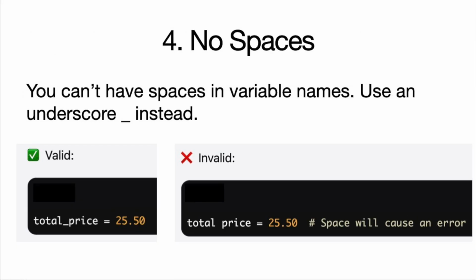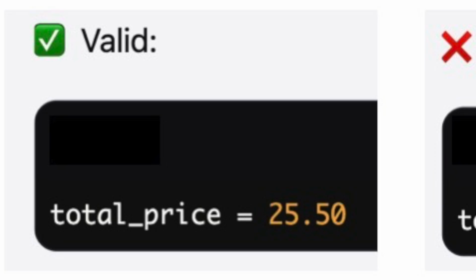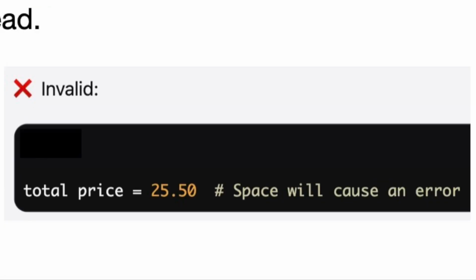4. No spaces. You can't have spaces in variable names. Use an underscore instead. Valid: total_price = 25.50. Invalid: total price = 25.50. A space will cause an error.